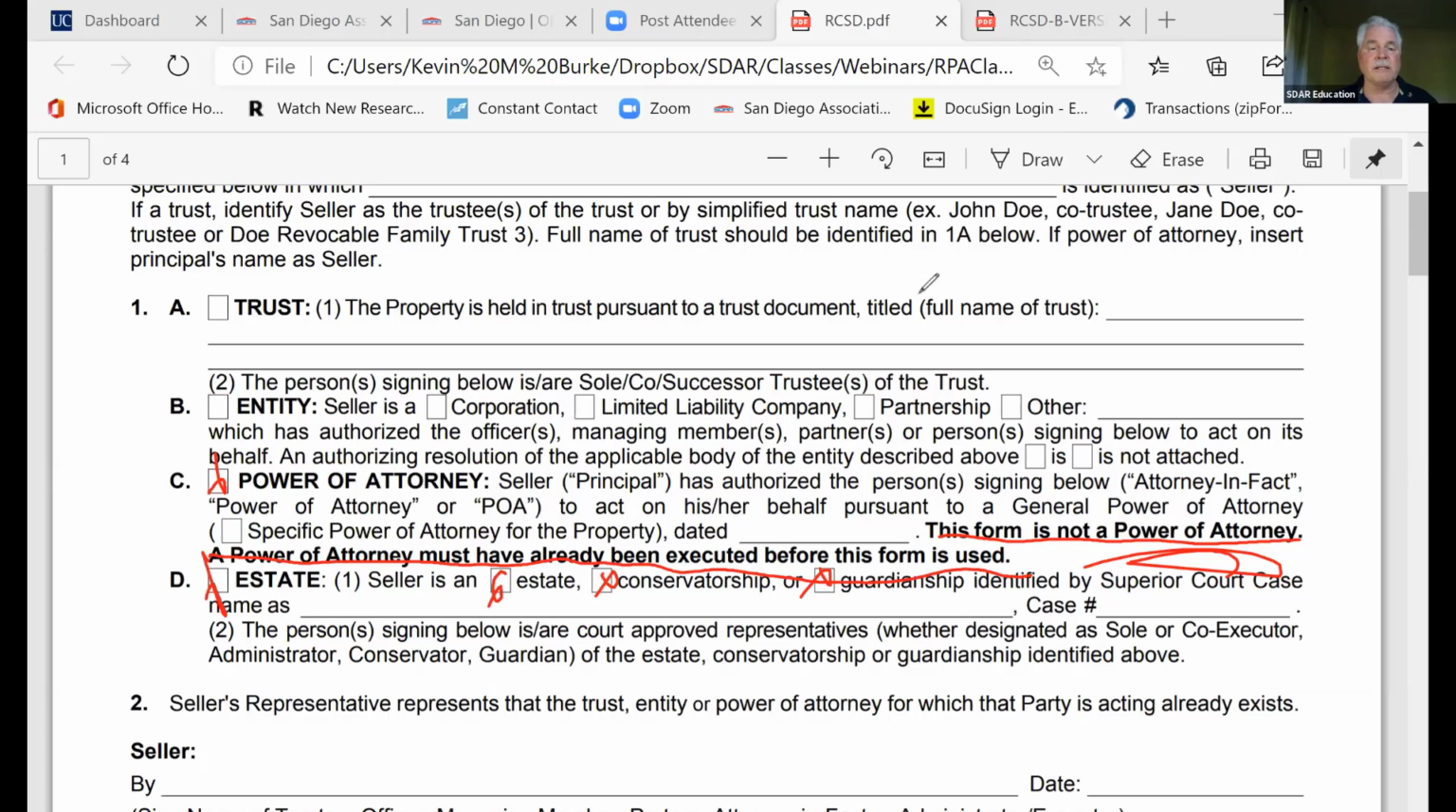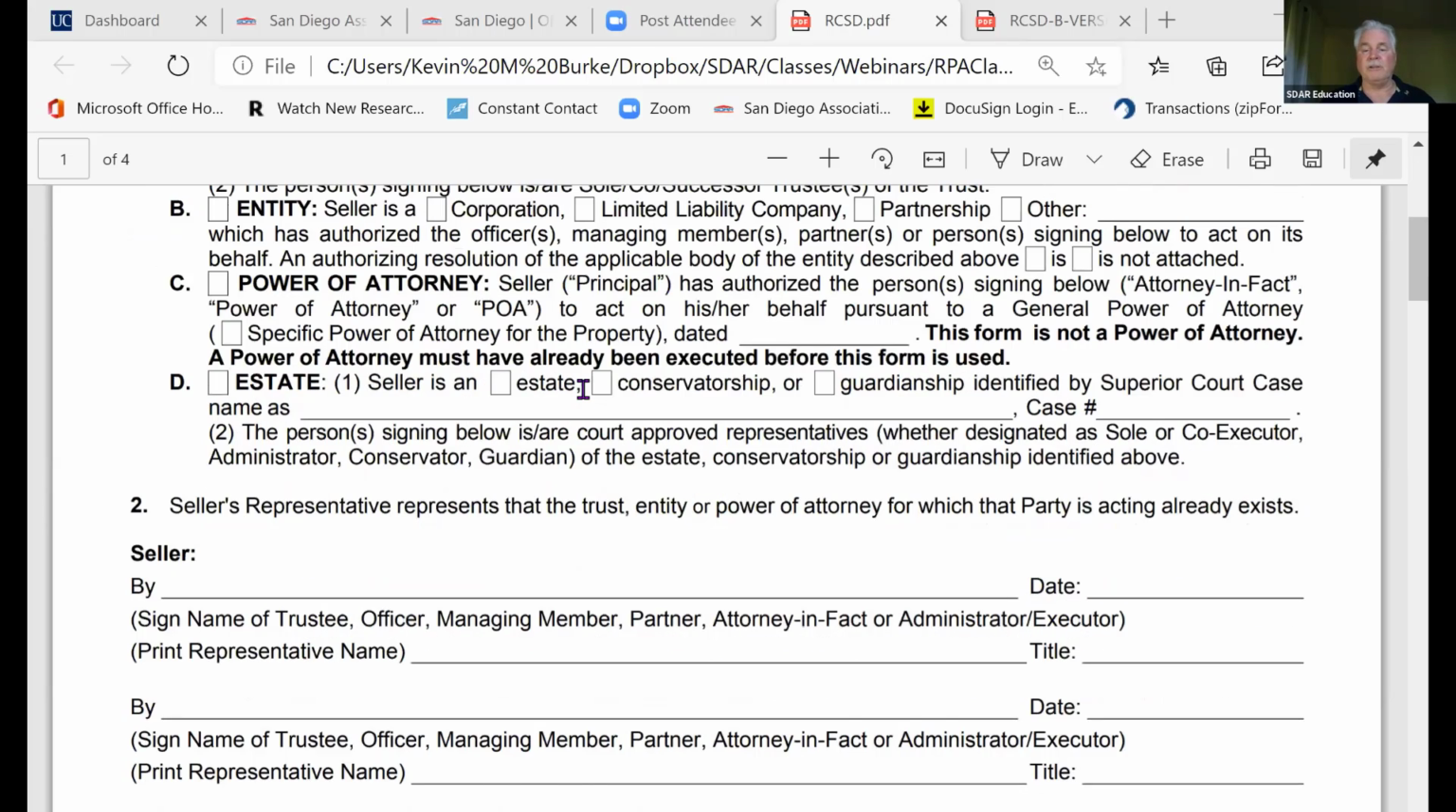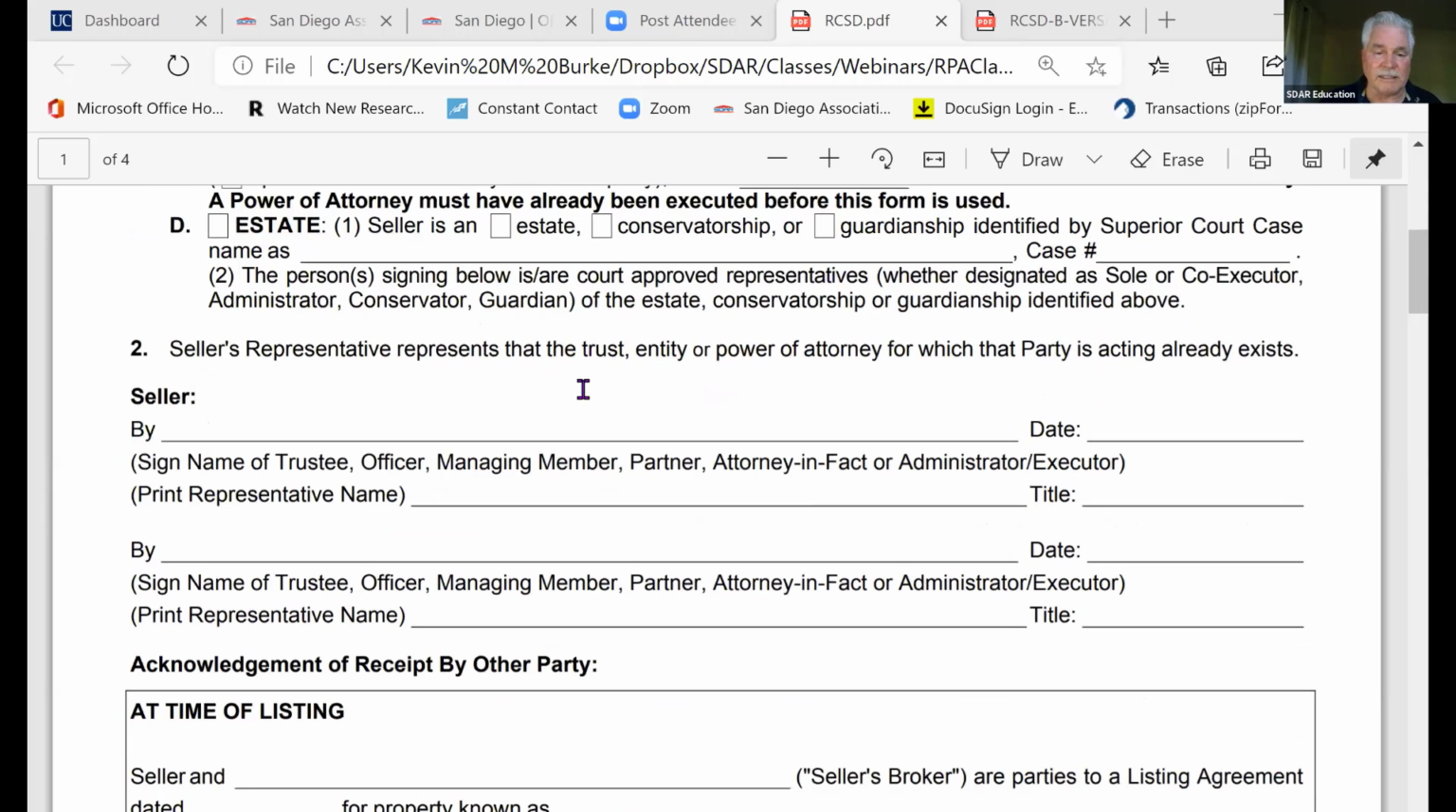well, because remember, you're creating a document that purports to bind the parties, and you have the right as a real estate licensee to do that, but you want to be careful that you don't go beyond that to giving legal advice to your client. So that being said, let's take a look.